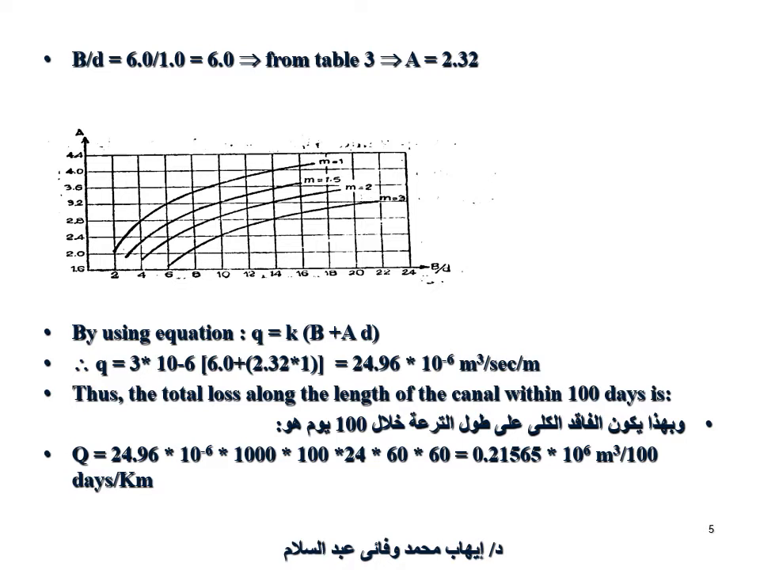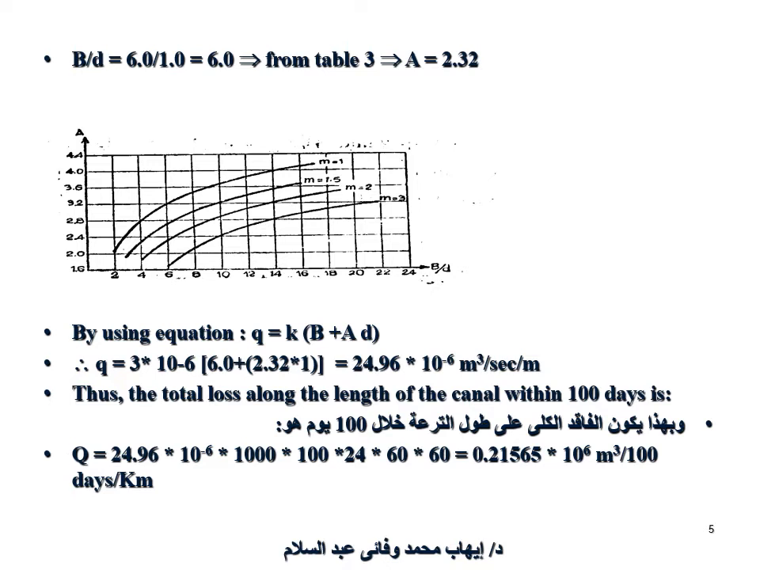B over D, we arrive thus A equal 2.32. Using the equation Q equal K multiply B plus AD, we arrive thus Q small equal 24.96 multiplied by 10 under minus 6 cubic meter per second.